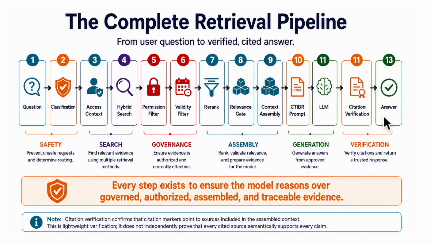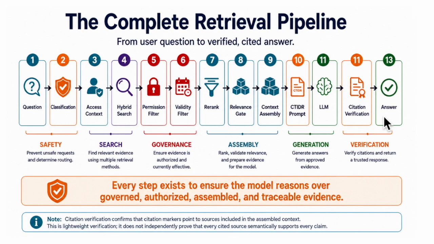In a simple RAG prototype, it can be tempting to retrieve a few chunks, place them into a prompt, and immediately generate a response. But BankStack takes a more controlled approach. Retrieved text is not automatically treated as trusted evidence. Before it reaches the model, evidence must be authorized, currently valid, sufficiently relevant, assembled within controlled limits, and traceable through citations. That is what makes this pipeline policy aware.